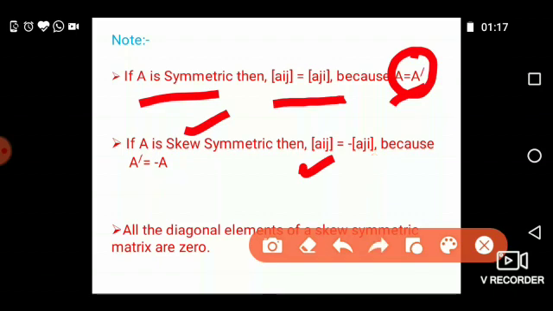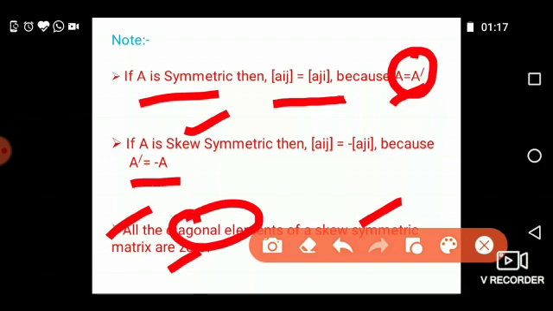Here is one important note. All diagonal elements of a skew symmetric matrix are zeros. Students, remember, in a skew symmetricity, all diagonal elements are zeros. Such a matrix will always be called a skew symmetric matrix.